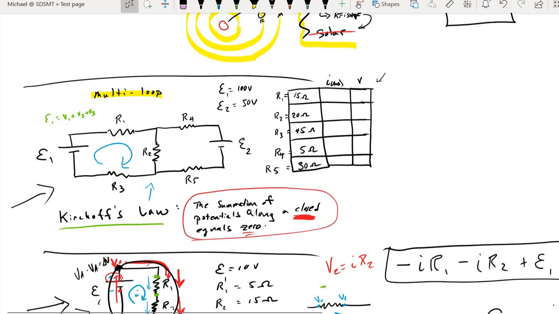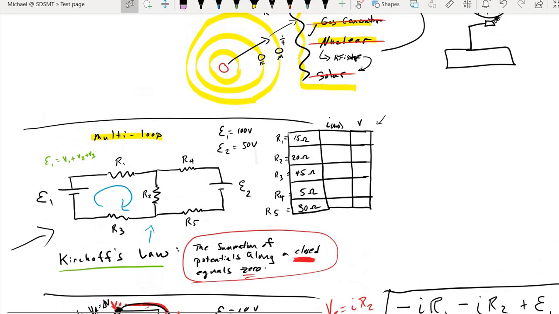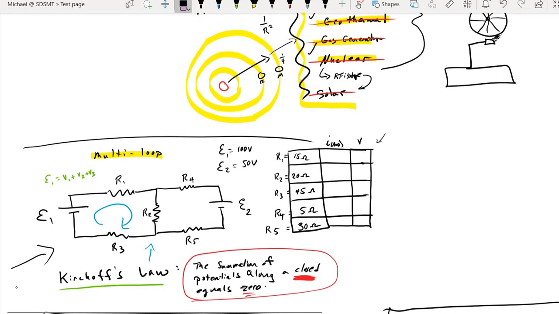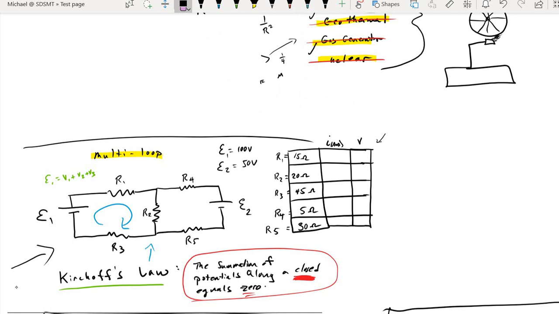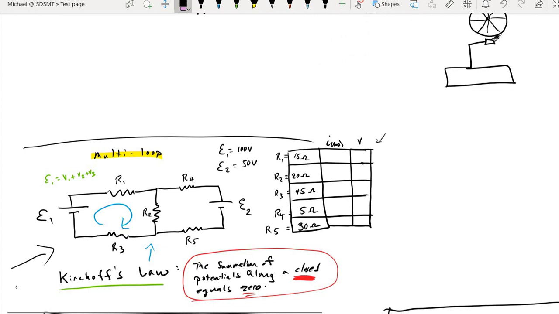Actually, I will erase a bunch of the stuff up top here because we don't need that anymore. We can use that as some of our workspace.